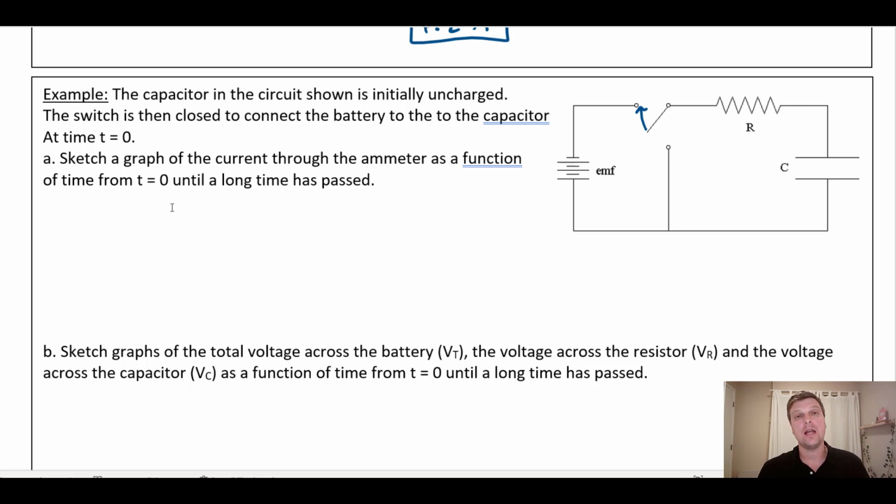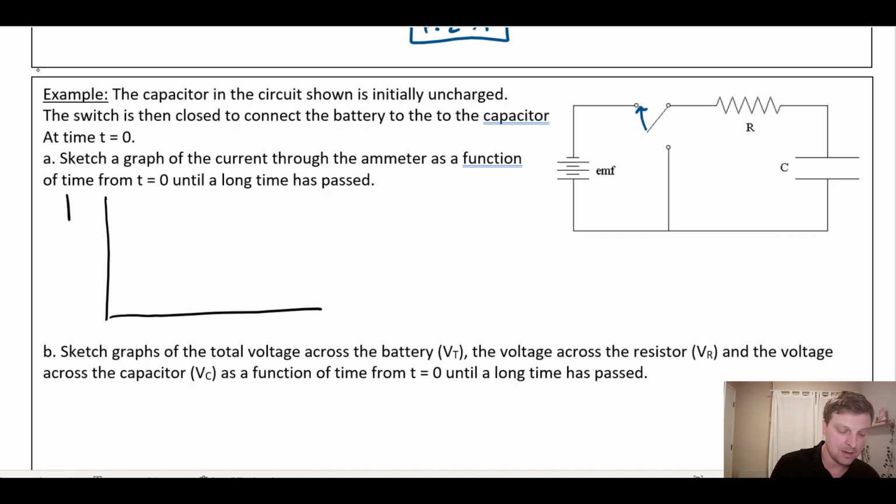And again, what's going to happen is current is going to start to flow because we've got a complete circuit. They want us to draw a graph of current versus time, current as a function of time from t equal to 0 to a long time has passed. So there's current, and we're going to go from t equal to 0 when I first close that switch to a long, long time away.